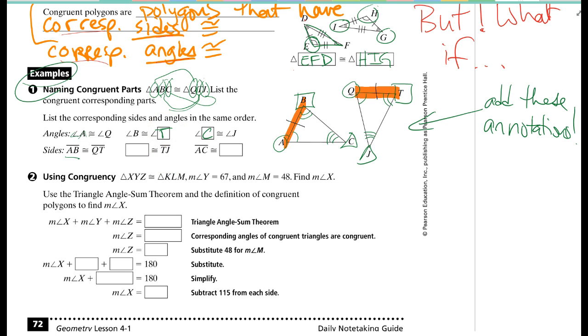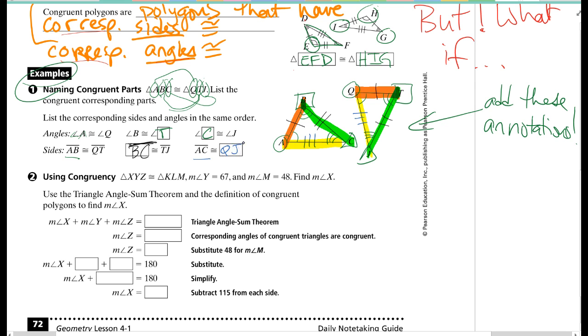Then what about TJ? Well, here's T to J. That would match up with side B to C. So I can put 2 hatch marks on that one. B to C is the segment that I need in there, and you have to have the line over the top. And lastly, from A to C matches up with Q to J. So I need 3 hatch marks on that. 1, 2, 3. So A to C is the same as Q to J.